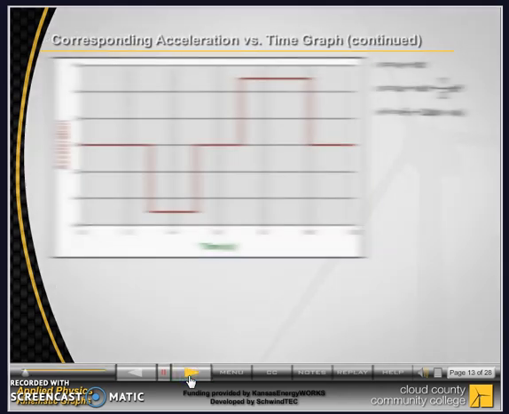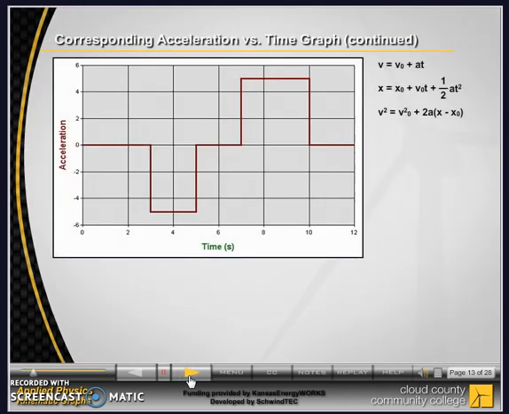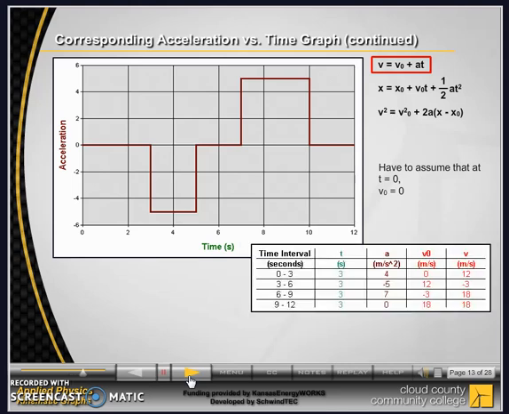Can we calculate the final velocity at each acceleration change for this graph? To do so, you have to assume that t equals 0, v sub 0 equals 0. Then for each time interval, we can calculate the velocity as follows. Note that the v for one time interval is used as the v sub 0 for the next time interval.